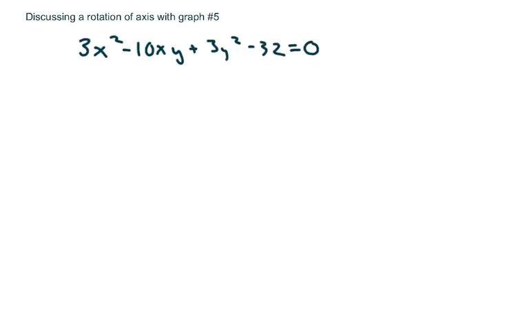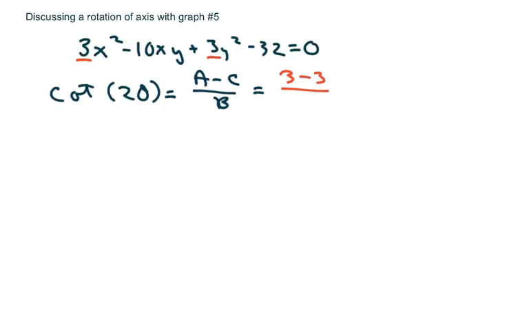Hi everyone, we're going to do a rotation of axis with the graph, and we've already done the rotation formulas in a previous video. So basically I'm going to go over that very quickly again. We have cotan of 2 theta equals A minus C over B. This is your A and C. You get 3 minus 3 over negative 10, and this is just going to be 0. So cotan of 2 theta equals 0, so 2 theta equals 90 degrees. So theta is going to equal 45 degrees.